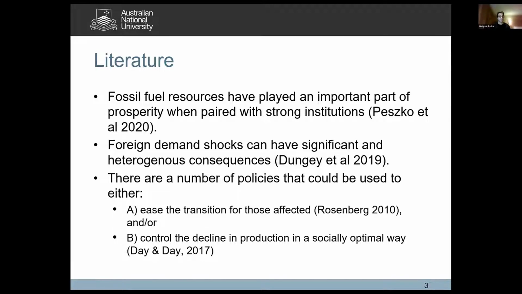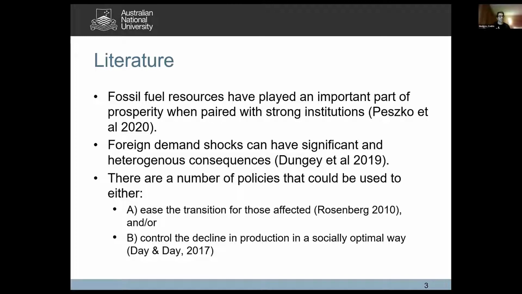And that's where a lot of CGE and even input-output analysis, as we just saw there, is aimed at helping us understand. The key, there's two ways to bifurcate that part of the analysis. What can government do to ease the transition, noting that there's going to have to be one, or what could it do to potentially control the decline in production in a socially optimal way?